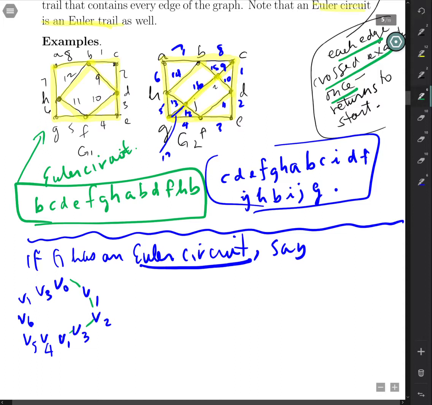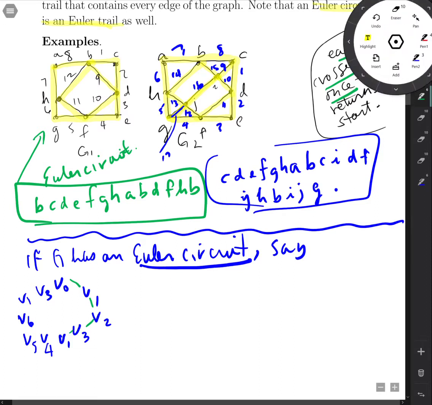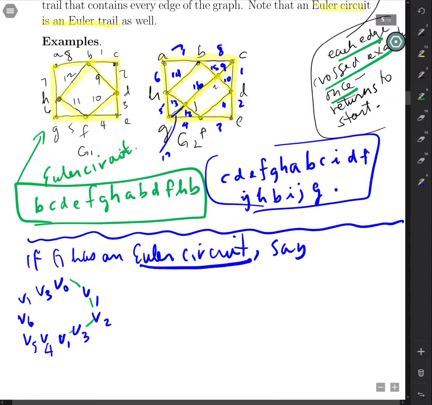The important ingredient here that I want to emphasize is that for each vertex, each time a vertex appears here, for example V1 appears here, I've used an edge on either side of the appearance of V1. So I've used two edges, and over here again V1 is visited, I use two more edges, and over here V1 is visited, I use two more edges. Because I have to use every edge, each edge is crossed exactly once, the degree of V1 had to be 6 in this particular case, right?